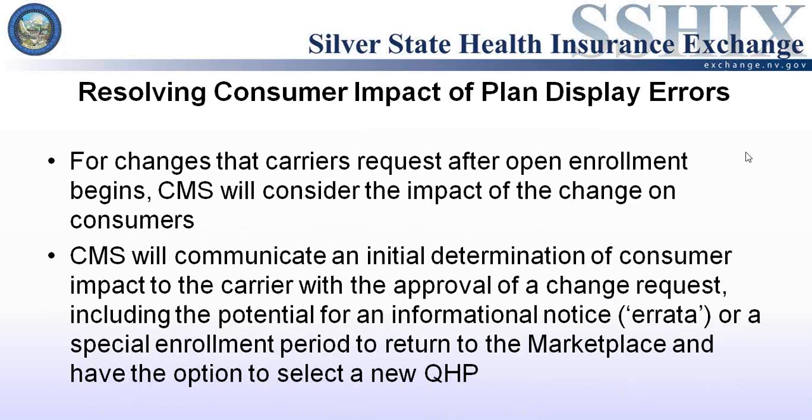So the consumer impact of plan display errors. For changes that carriers request after open enrollment begins, CMS will consider the impact of the change on consumers. And CMS will communicate an initial determination of consumer impact to the carrier with the approval of a change request, including the potential for an informational notice and special enrollment period to return to the marketplace and have the option to select a new QHP. So if the data errors do appear during open enrollment, there are some situations where it can be rectified and adjusted.